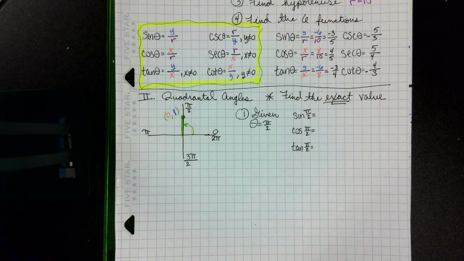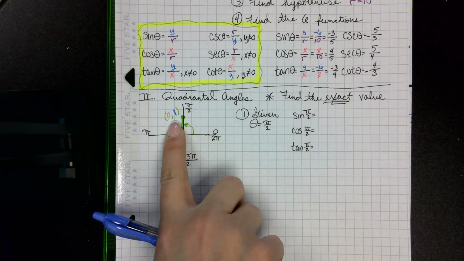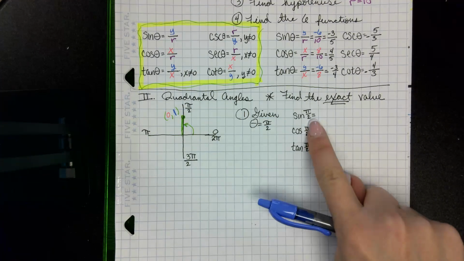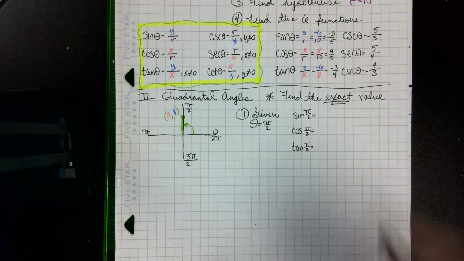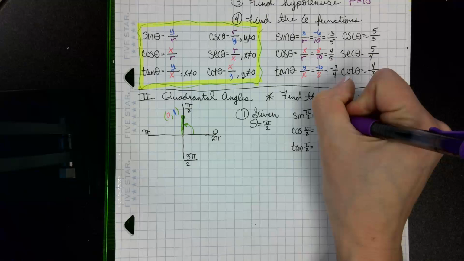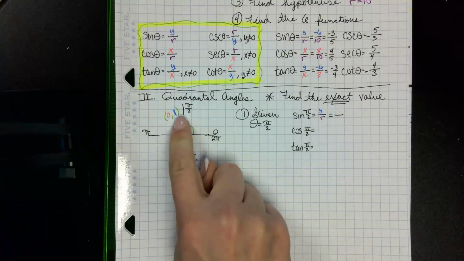And I know the radius because it's 1 unit long. If you weren't sure about that, you could do Pythagorean theorem with the 0 and the 1. And you get 0 squared plus 1 squared equals r squared. And you solve it and you get r equals 1. So on the unit circle, the radius is 1. So if I want sine of pi over 2, and I know sine is the y value over the radius, then it is 1 over 1.